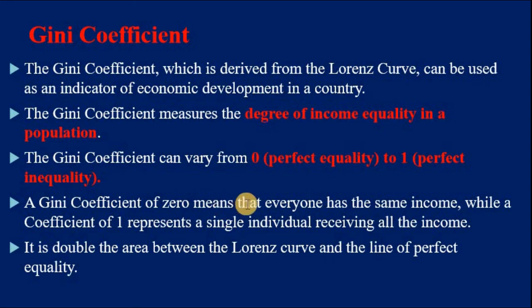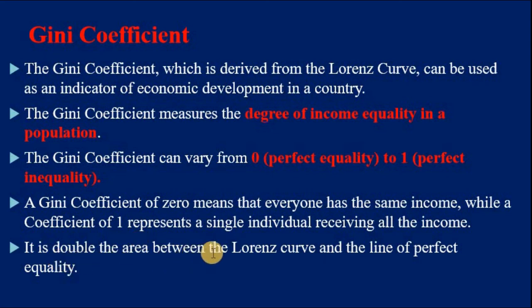Perfectly equal means that in India, all the working population is receiving equal income. If the coefficient is 1, it represents a single individual receiving all the income. So a Gini coefficient of 1 means perfect inequality, all the income concentrated in a single person. A 0 means people are all equally distributed. That's what the Gini coefficient tries to explain.